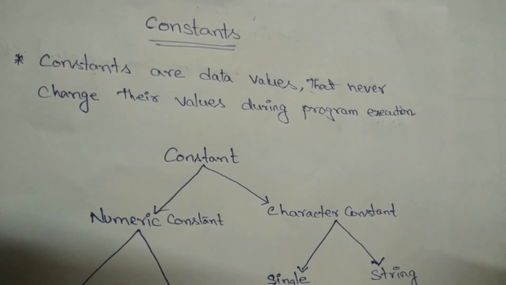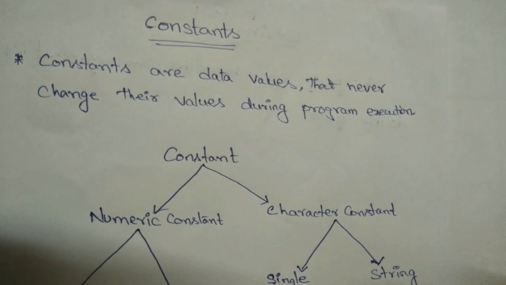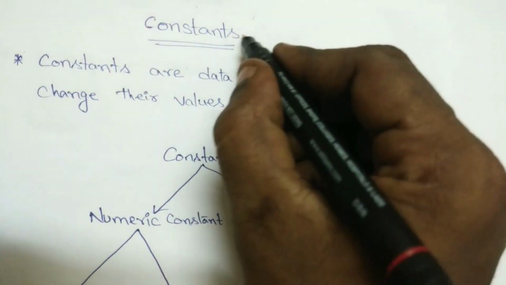Hi. In the last video, we discussed C tokens. That means in C tokens, we discussed the keywords and identifiers. What is meant by keyword and what are the different keywords available in the C language, and what is meant by identifier, what is the need of identifier and what are the rules for declaring identifiers. Now in this video, we are discussing constants.